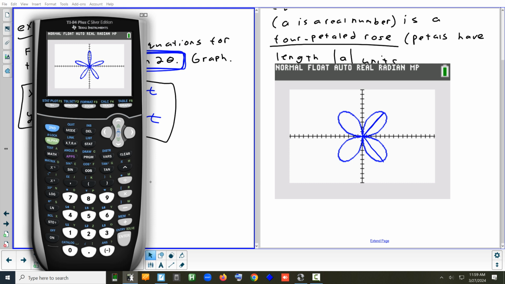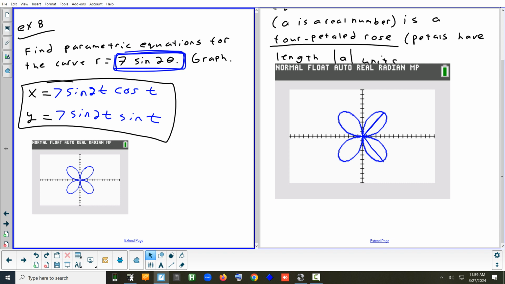Could you go up on the second screen? Yep. Thank you.